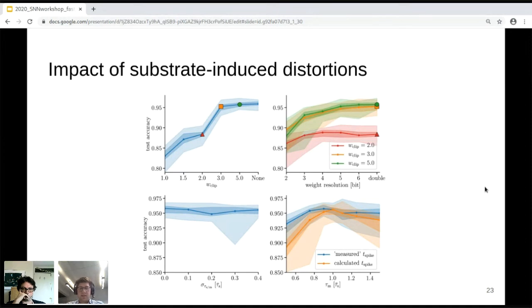Here we studied the robustness of our algorithm with respect to different distortions of a substrate. And for example, this is for finite maximum weight, or finite weight resolution. But there's also noise on the bottom row, where we studied noise on neuron parameters. And those things have analogies for both biology and neuromorphic hardware. In the bottom row, you can see results. So these are simulations that incorporate the specific hardware distortion and the test accuracy after training. In the bottom row, you see noise on the time constants.